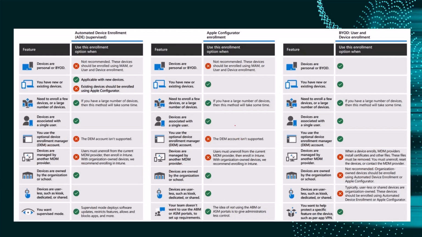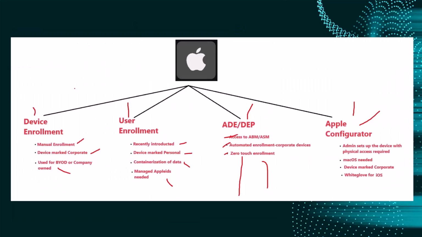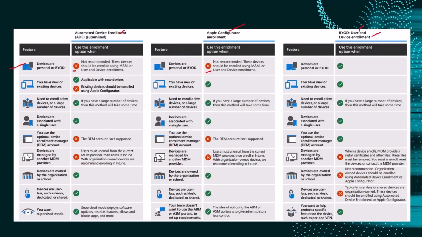Now, before we focus on that bucket, this screenshot is taken from Microsoft's official documentation, which does a comparison between the various modes of enrollment. So if the devices are BYOD, then you can see there is a crossover here, there is a crossover here, meaning for BYOD devices, we are not supposed to use ADE and we are not supposed to use Apple Configurator. For BYOD devices, we are supposed to use user-based enrollment or device-based enrollment. This is the user-based enrollment and the device-based enrollment. So I'm talking about these four options in this diagram.